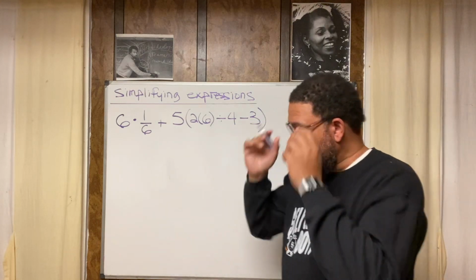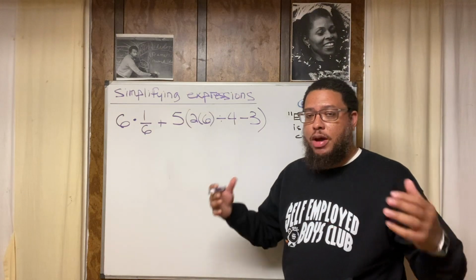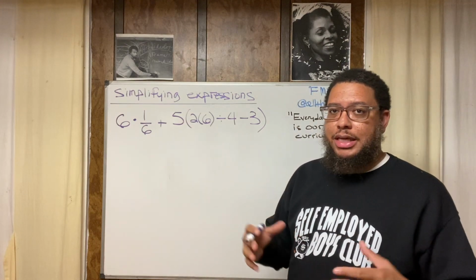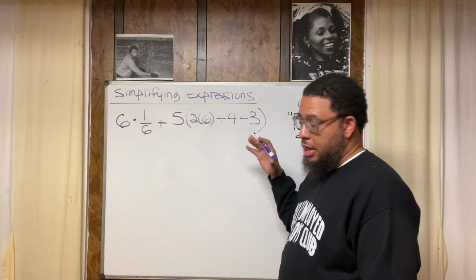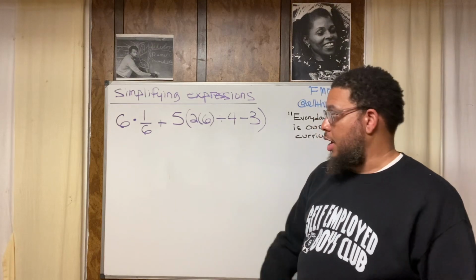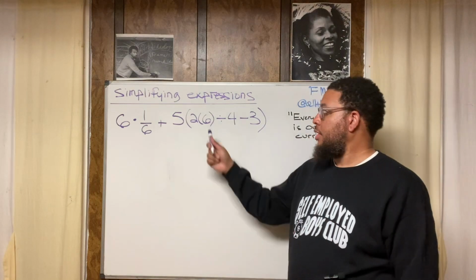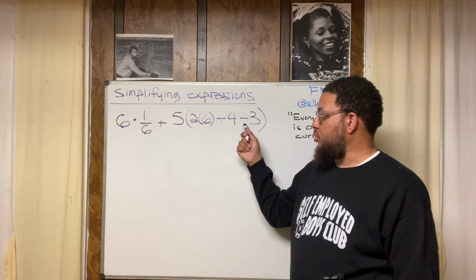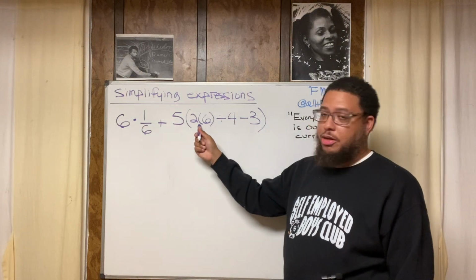Now, first question: what should we do first? According to the order of operations, we should simplify everything inside the grouping symbols, or inside the parentheses. So I look inside the parentheses and read what's in there. I see 2 times 6 divided by 4 minus 3. So inside the parentheses, we got to make decisions again. We got multiplication, division, and subtraction. Working from left to right, we're going to multiply first.